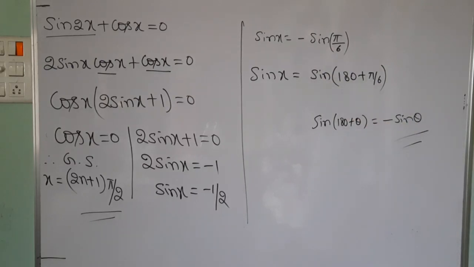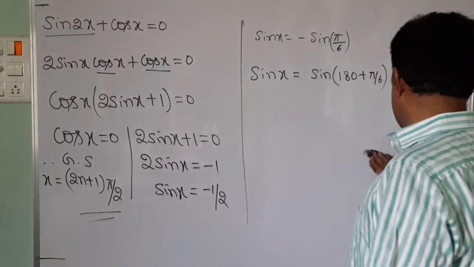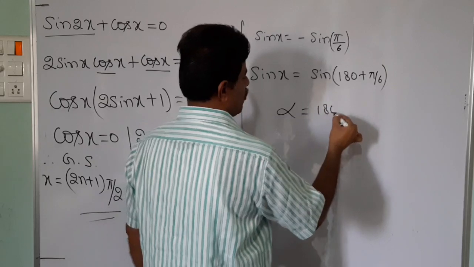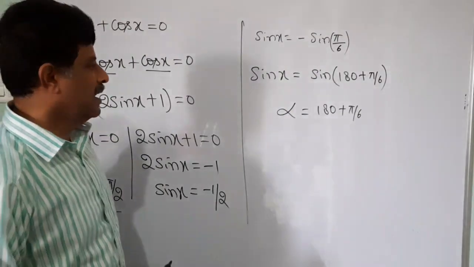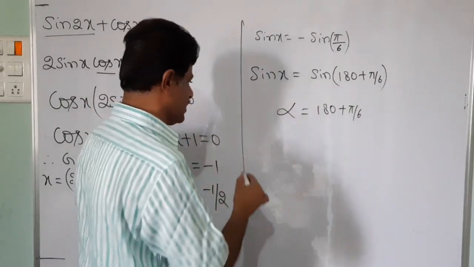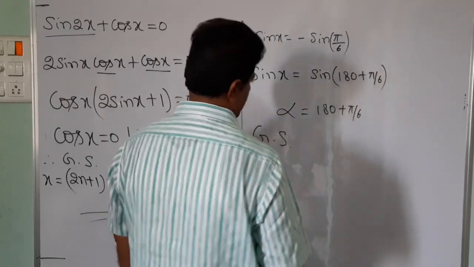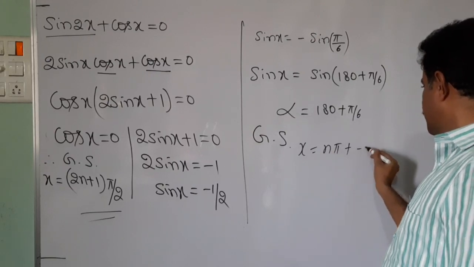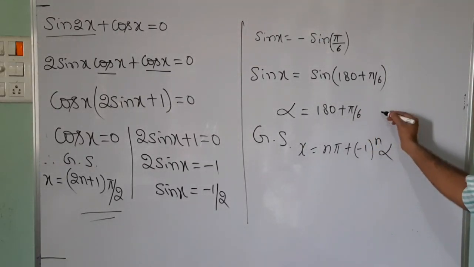Then this is in the form of sin x is equal to sin alpha, so here alpha is equal to 180 plus pi by 6. Or you can keep it like this, no problem. Now what is the general solution of that? This is the principal value. The general solution of sin x is equal to sin alpha is x is equal to n pi plus minus 1 to the power n into alpha. If you want, you can simplify it: 180 plus pi by 6, that is 180 plus 30.